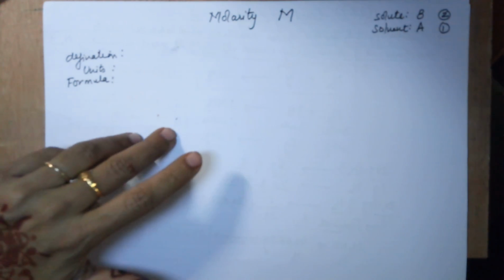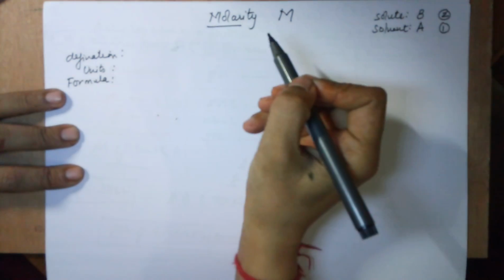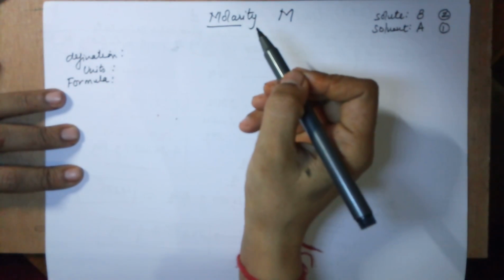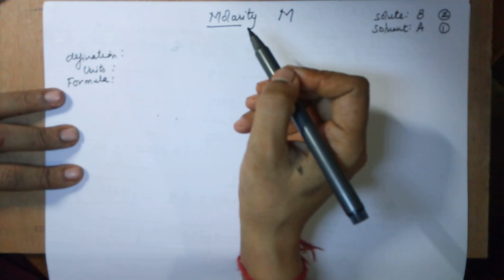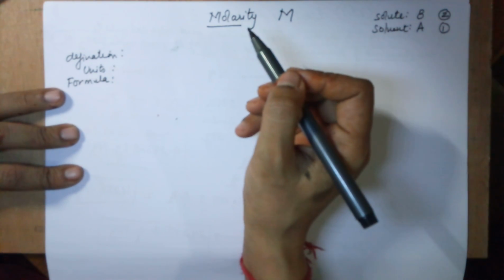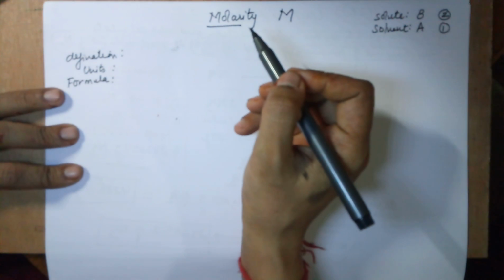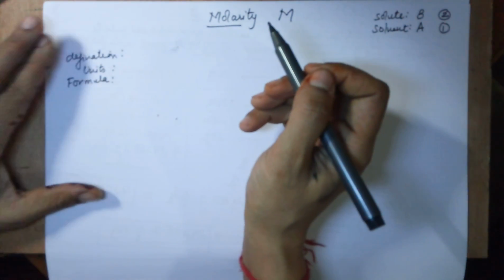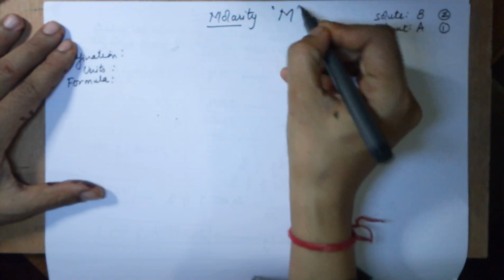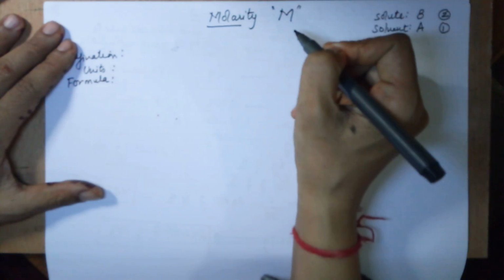Good morning, students. In today's class, we'll be doing the topic molarity. It is a commonly used concentration term to prepare solutions in the chemistry lab. Your titrations also have solutions in which their molarity is provided to you. Molarity is always represented by the alphabet capital M.